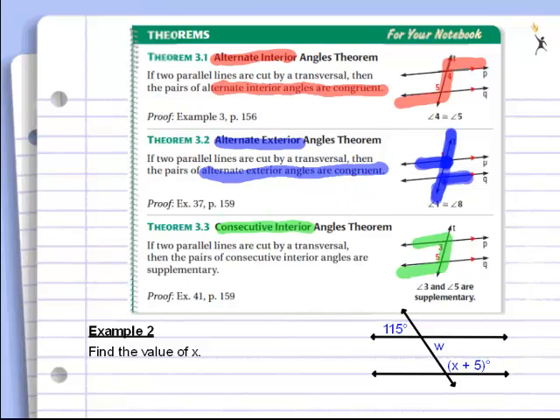There's one more thing, and I know this is going to throw a lot of you, so make sure you pay attention. Two parallel lines cut by a transversal, consecutive interior angles are supplementary. Supplementary. Not congruent, but supplementary. Remember this, supplementary means two angles that equal 180. I know that's going to throw a lot of you.